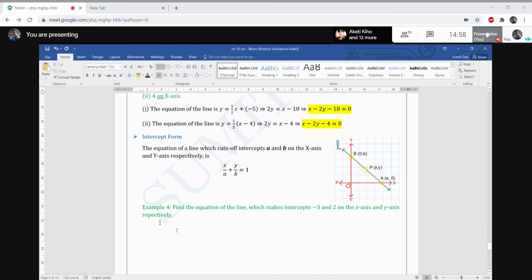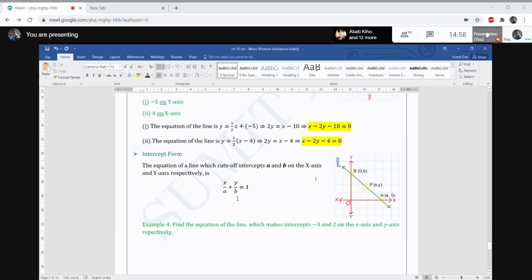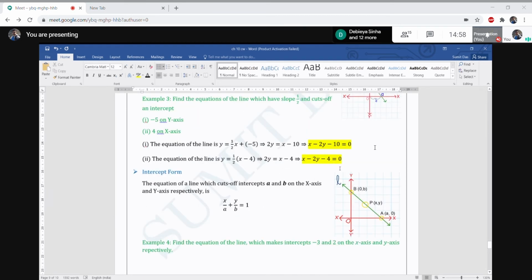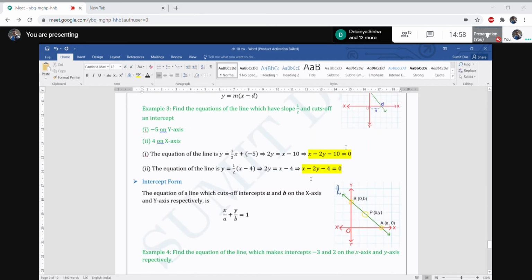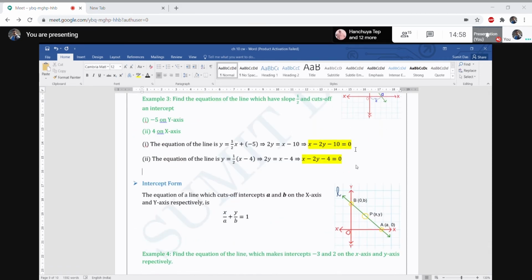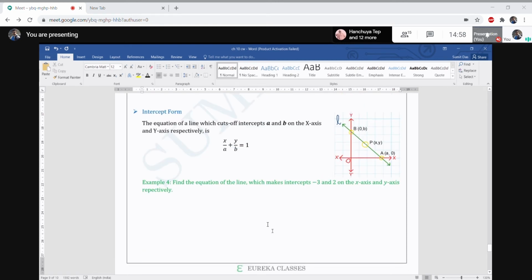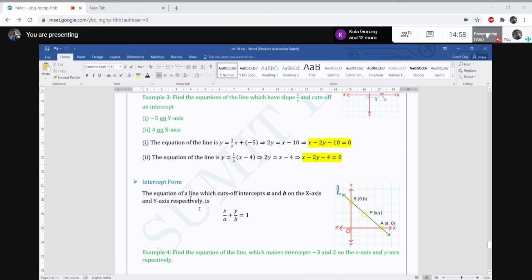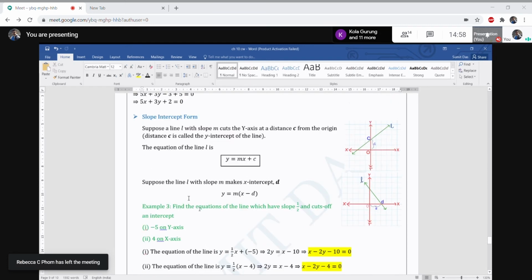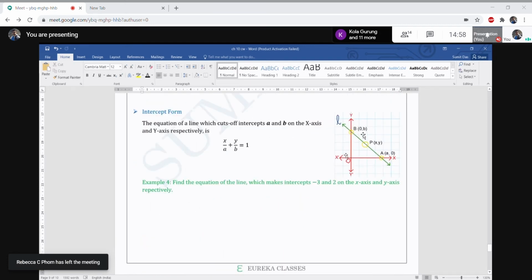Fine, then let's do the next form. The next form is the intercept form. It is not slope intercept, it is known only as intercept form. This is actually one of my favorite forms of all of these.